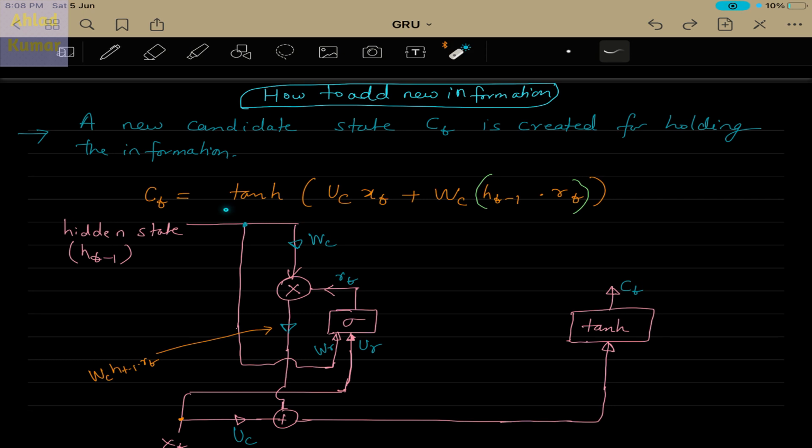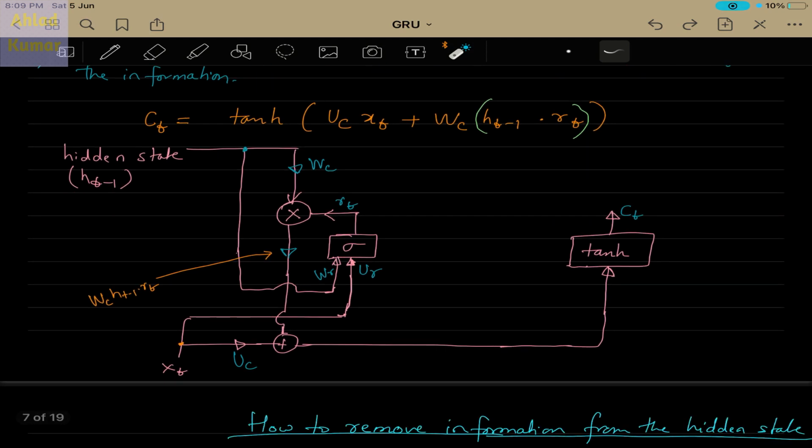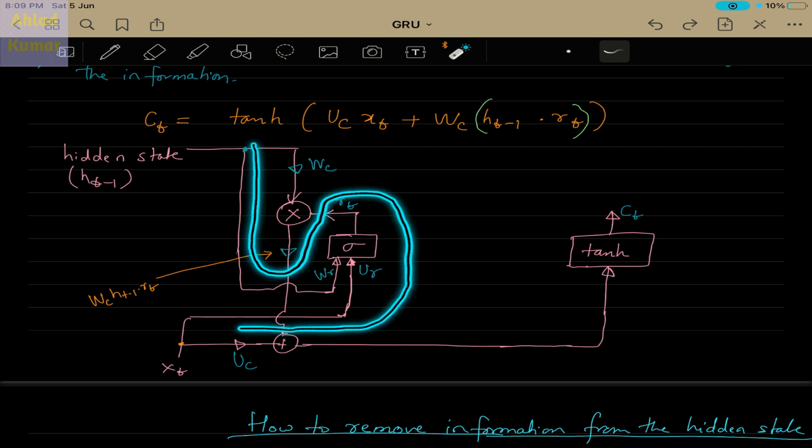Here we have this non-linearity, which is tanh, and then we have Uc times the current time step information that we are adding in the form of input xt, and then we have Wc times ht minus 1, the previous information that we have, times the rt, that is the reset gate that we have discussed in our earlier discussion. So if you observe carefully, this particular architecture that we have already discussed, this is the reset gate, as you can see here.